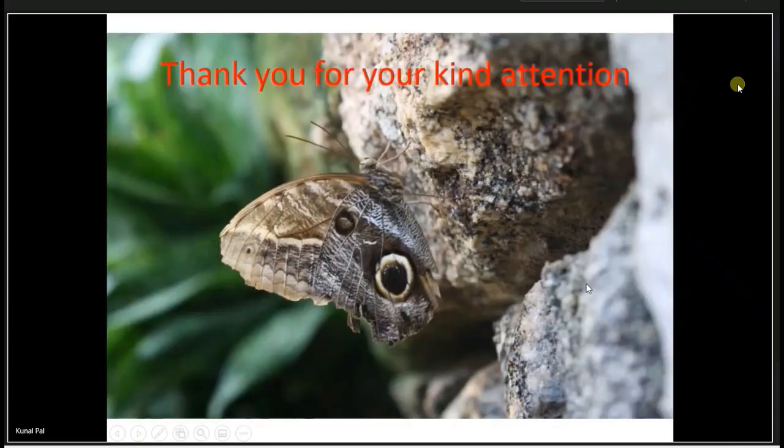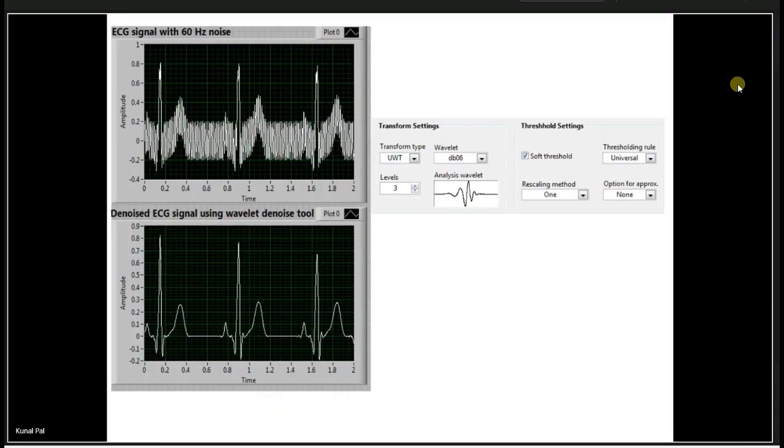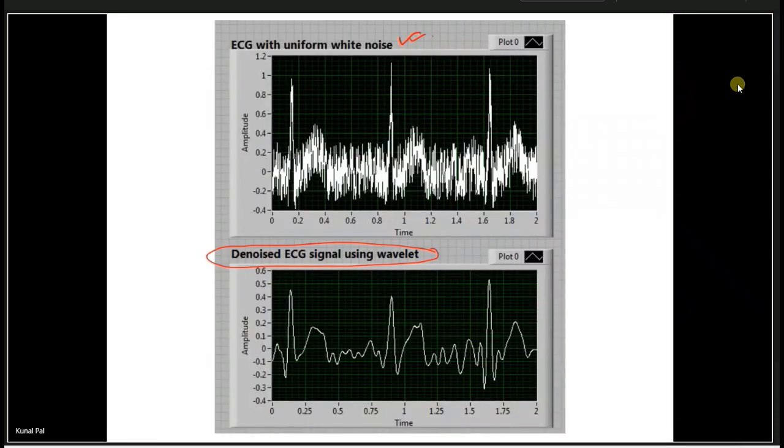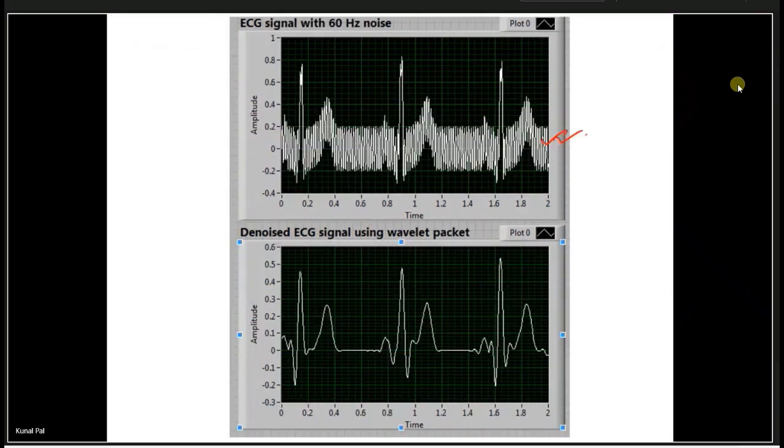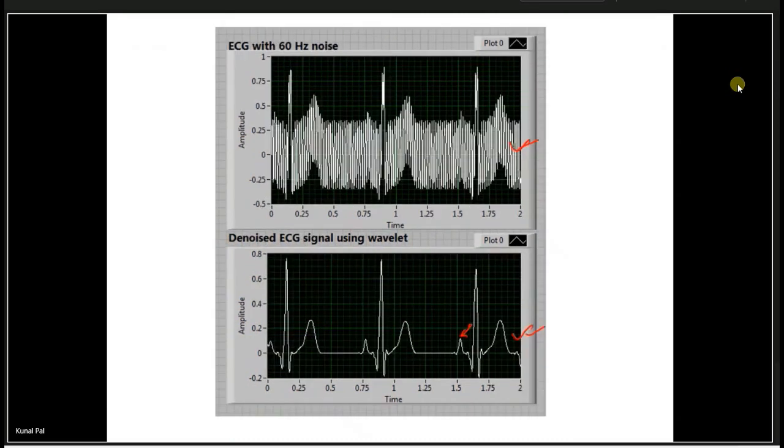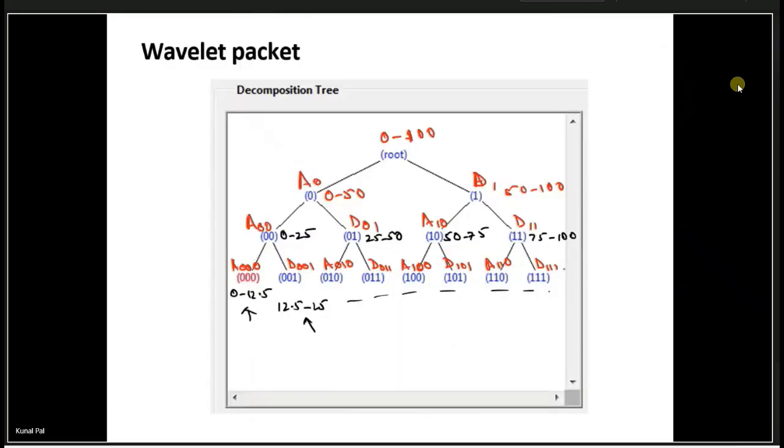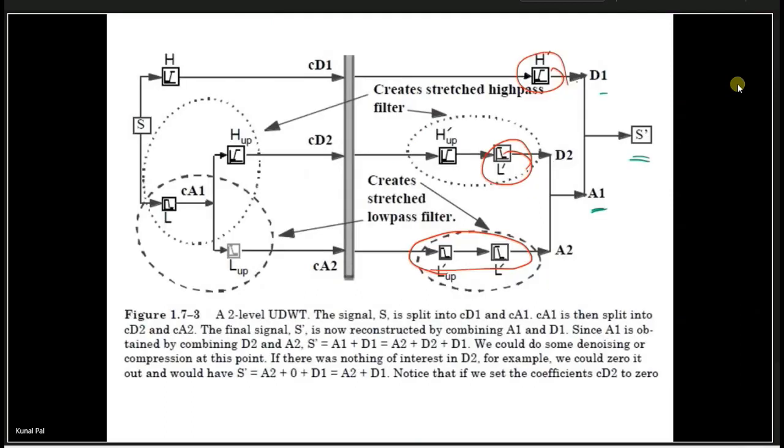Sir, I have a question. Yeah. In the undecimated discrete wavelet transform, as the level keeps on increasing, the signal length decreases, right, sir? What happens in the decimated, sir? There's no change in the level, right? No, no. In undecimated, the signal length remains the same.